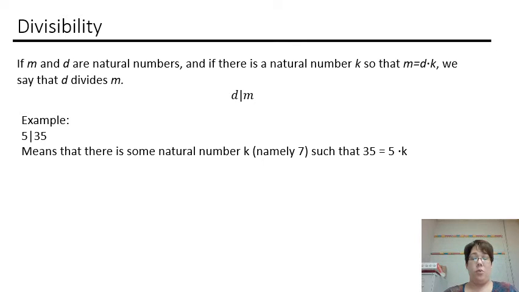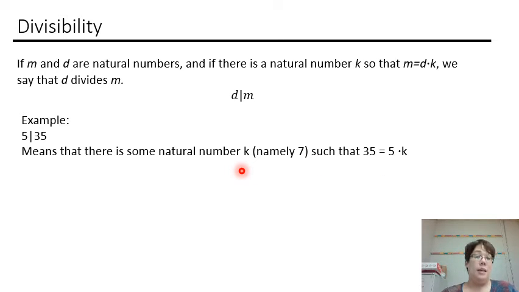I know that these formal definitions are really confusing, so we'll try to put them in plain English for you. You see this symbol right here, D, and then this straight up and down line, M. That means D divides M. So if you see 5 and then the line and 35, that means there's some natural number K, which we know is 7, such that 35 is equal to 5 times K.